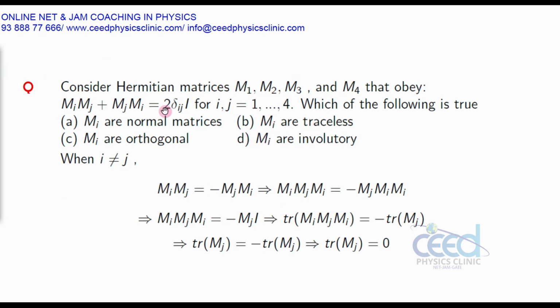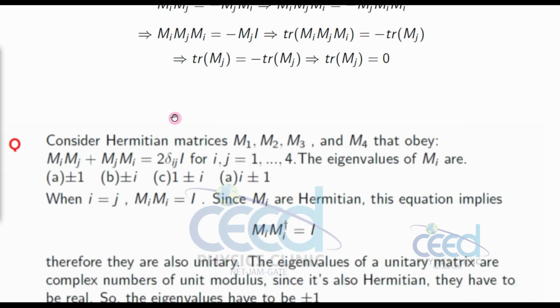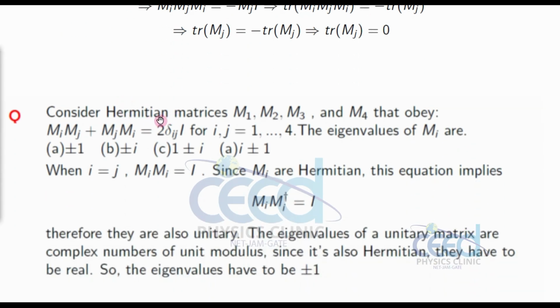Okay, now we have another question. Consider Hermitian matrices M1, M2, M3 and M4 that obey MiMj + MjMi equal to 2 delta ij I, with i and j varying from 1 to 4. The eigenvalues of Mi are.